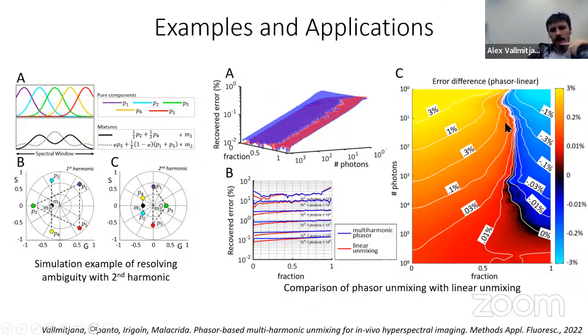And we showed that after a certain fraction, it is better to use the phasor unmixing. In lower fractions, it should be used as a combination of methods. So you can use both methods and use a kind of mix and match of the two.